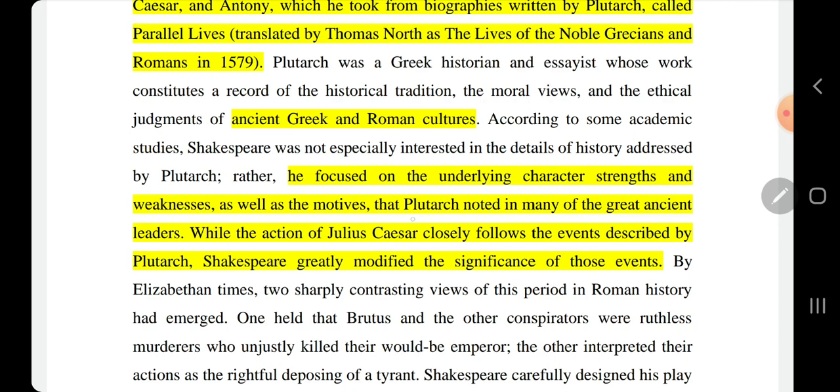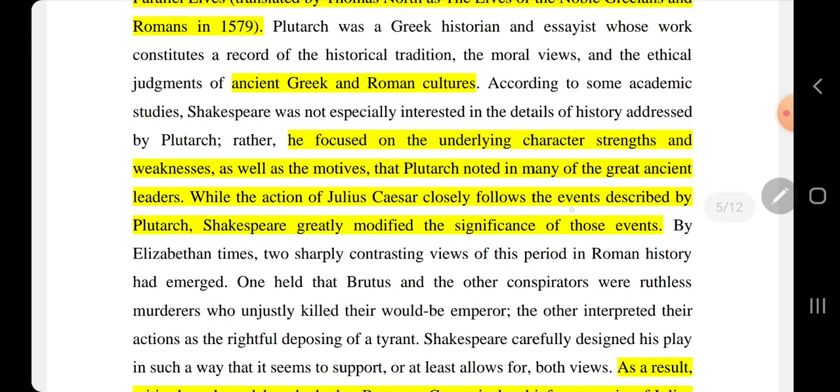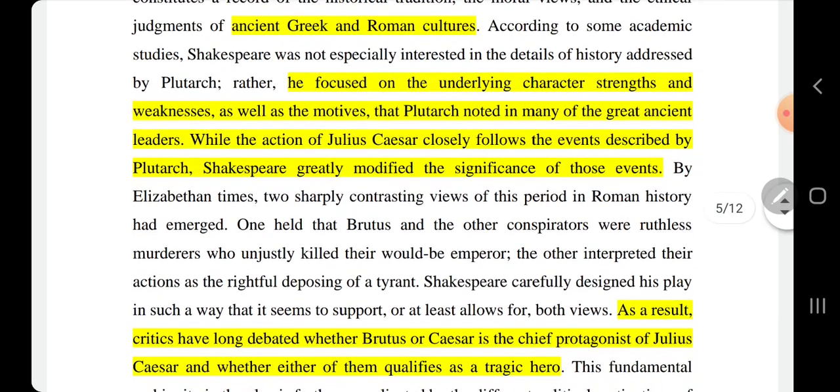Shakespeare took all of this information from Plutarch. While the action of Julius Caesar closely follows the events described by Plutarch, Shakespeare greatly modified the significance of those events. So there were a couple of real events written by Plutarch, and those events are related to history. But when writing Julius Caesar, Shakespeare changed a little bit of these events. Okay, he modified the significance of those events.